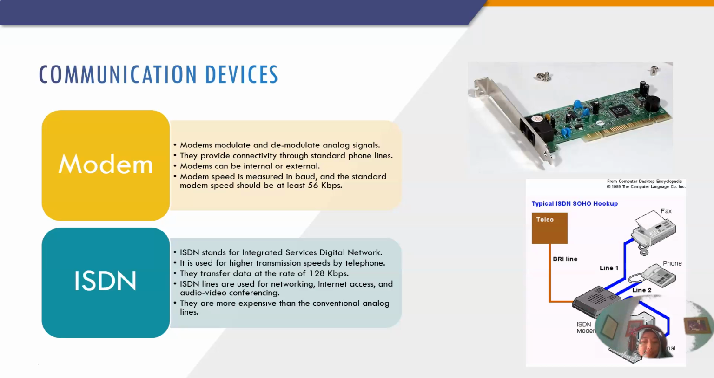And then for ISDN, integrated services digital network, you can see Streamyx or Unifi. But Unifi is using fiber. The ISDN will speed up your data transfer.